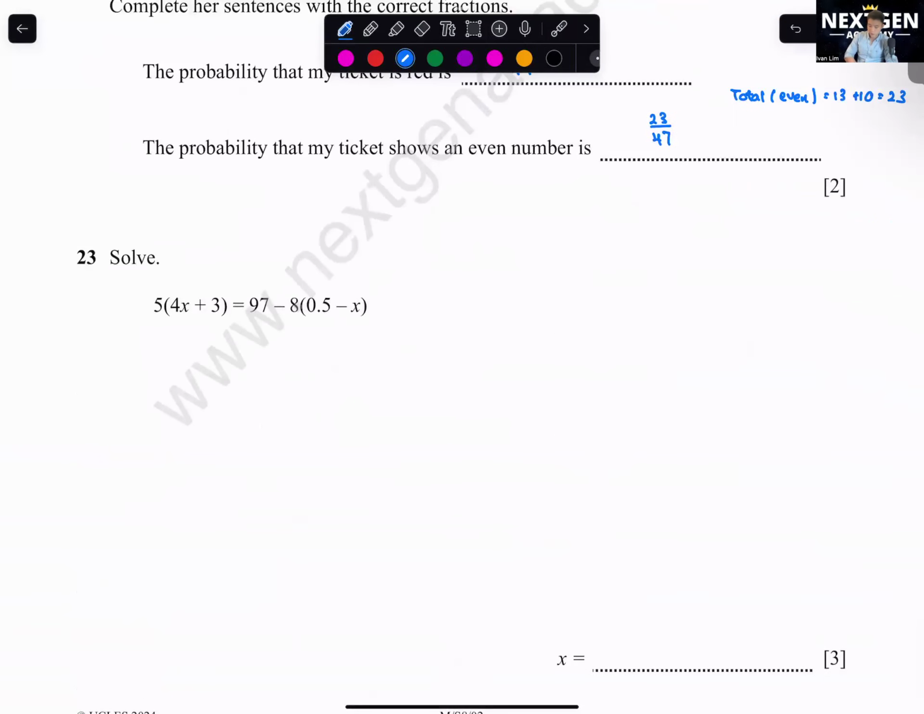Okay, let's go to question 23. Let's solve this. Can you all try to solve it? I'll give you all 1 minute. Solve this, tell me what your x value is. You can use your calculator. 5 times 4x plus 3 equals 97 minus 8 times 0.5 minus x. X equals 9. Try again. It is not 9. Okay, anyone got the answer?